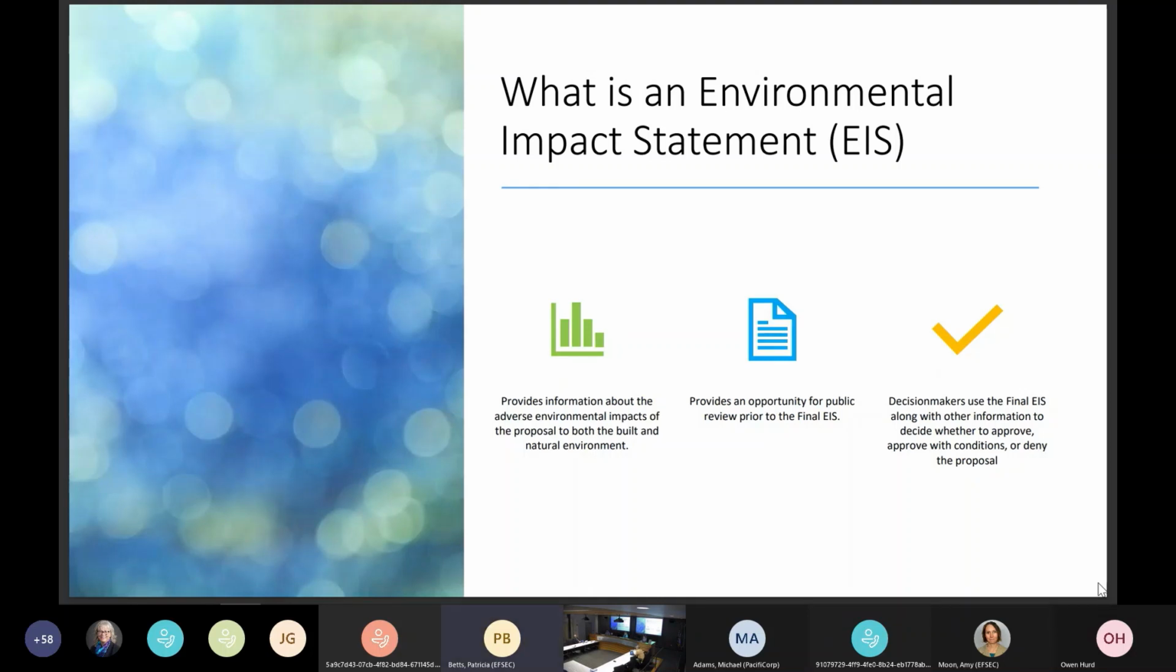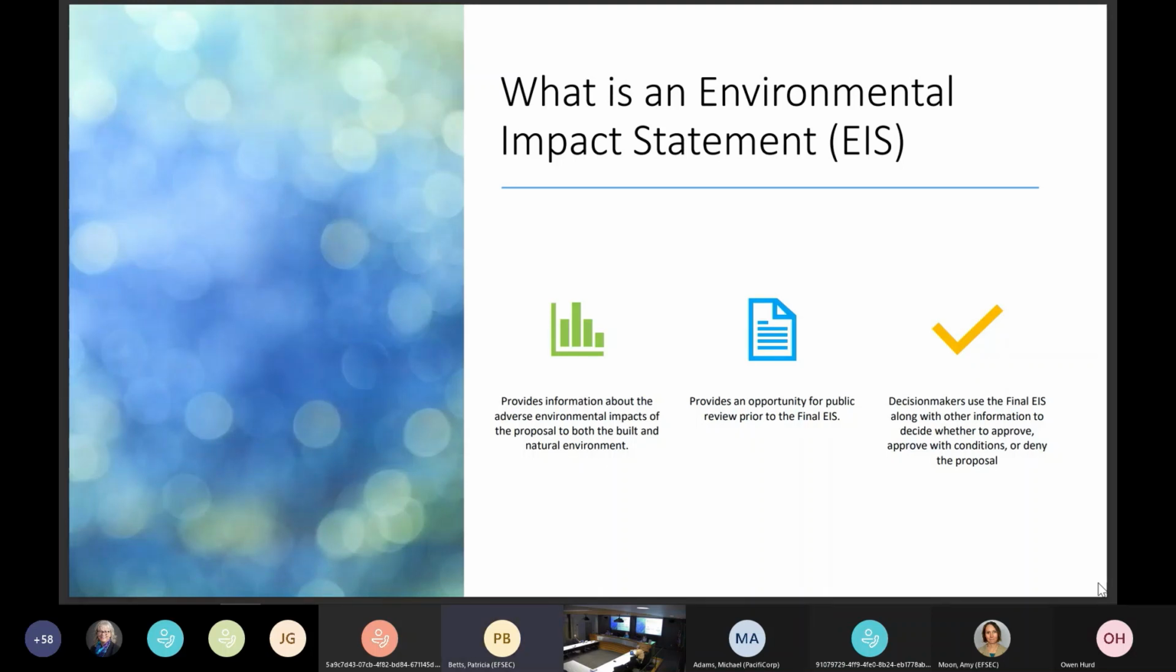An EIS requires agencies with an agency action on a proposal to consider the adverse environmental impacts of the proposal prior to making a decision whether to approve with conditions, or deny the proposal. It's prepared when there is an indication the proposal would or could result in significant adverse environmental impacts, or when the agency and the applicant agree an EIS is the best approach for analyzing the impacts of the proposal. And I believe in the case of this project, the applicant and EFSEC ultimately did agree that an EIS was the best path forward for this proposal.